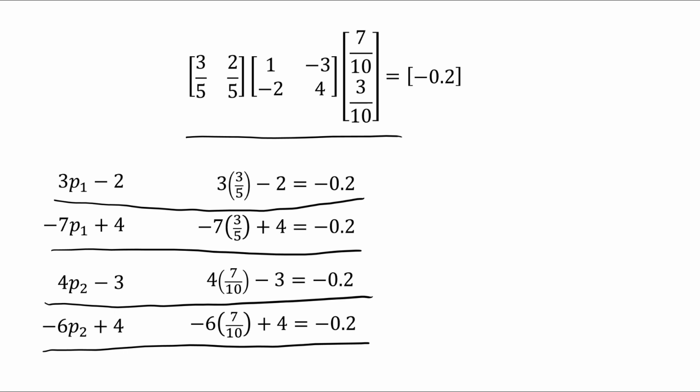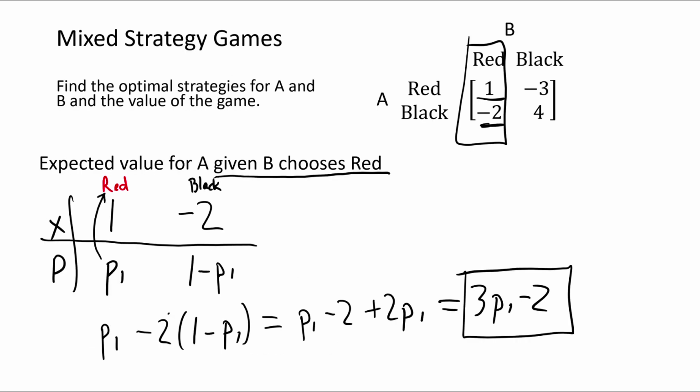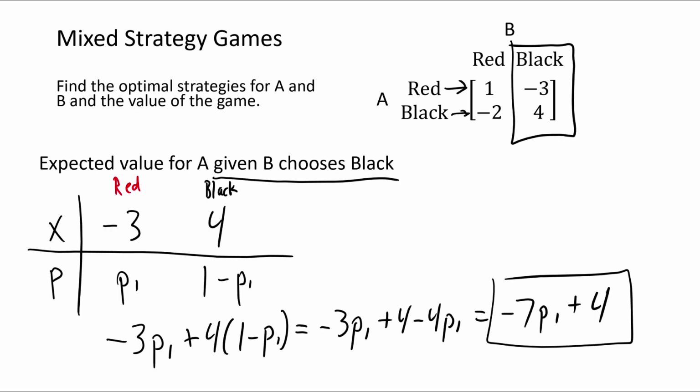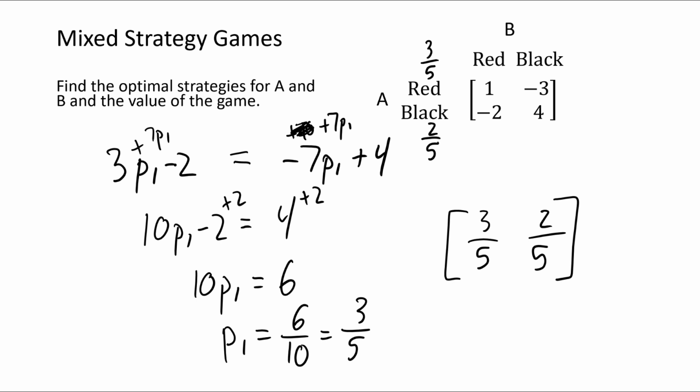So, recap real quick on how we did all this. First step, as a reminder, we checked for a saddle point, because if there is a saddle point, we automatically know the outcome of the game. Then we found our 4 expected values. First, expected value for A, given B chose the red card. That's the values in the first column. Expected value for A, given B chooses the black card. That's the second column. We then set those values equal to one another and solved for p1, 3/5.